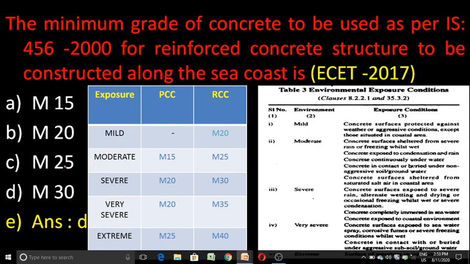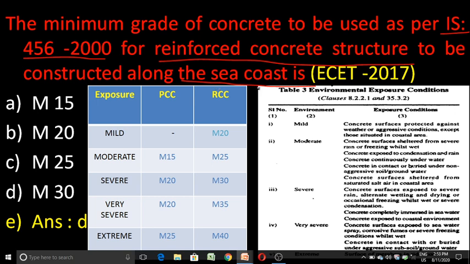So let us discuss one more question. The minimum grade of concrete to be used as per IS 456-2000 for a reinforced concrete structure to be constructed along the sea coast. So you have to underline these points: based on which code, whether you are using RCC or PCC, and in which environmental condition you are constructing the structure. Based on this, we have to answer this question. The options are M15, M20, M25 and M30.